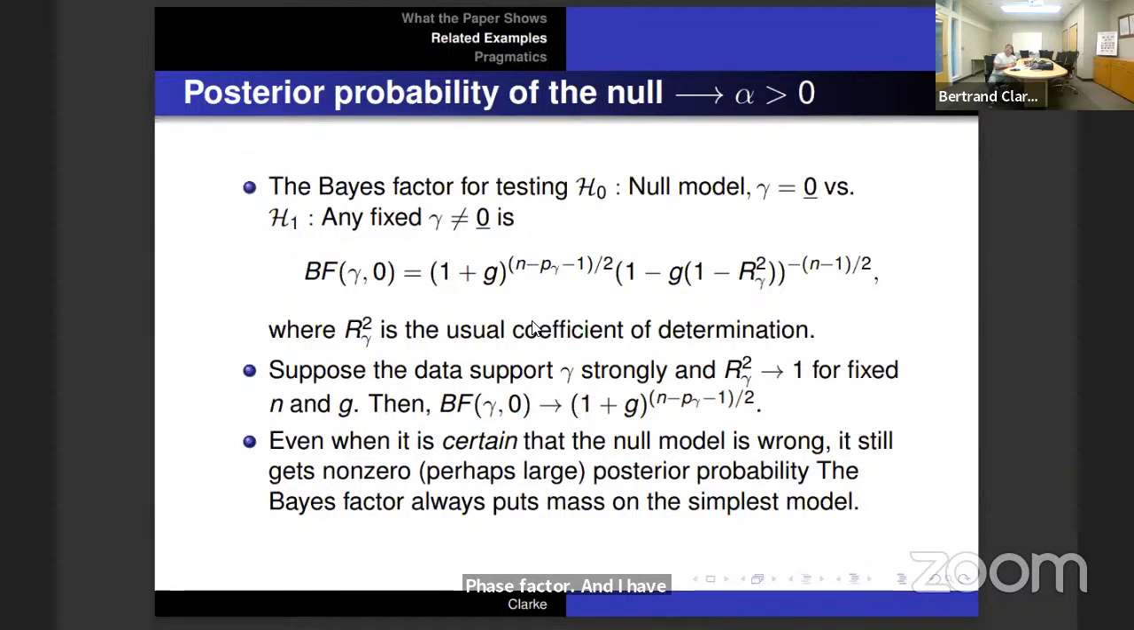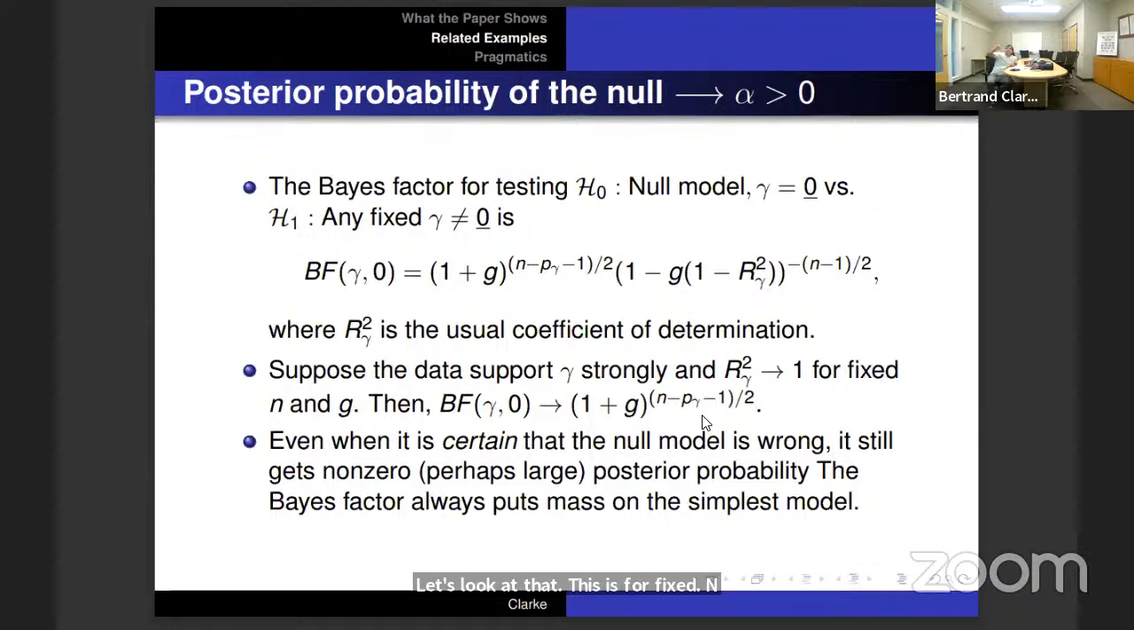So if I do this, and I work out the Bayes factor, and I'm actually quoting from Clyde and George, we get this expression here, where this is the usual coefficient of determination. Now, suppose that the data overwhelmingly support some value of gamma, and the corresponding R squared for that model gamma goes to 1. Then the Bayes factor for testing the null model versus any fixed other model has the property here. The Bayes factor goes to this number. Let's look at that. This is for fixed n and fixed g.